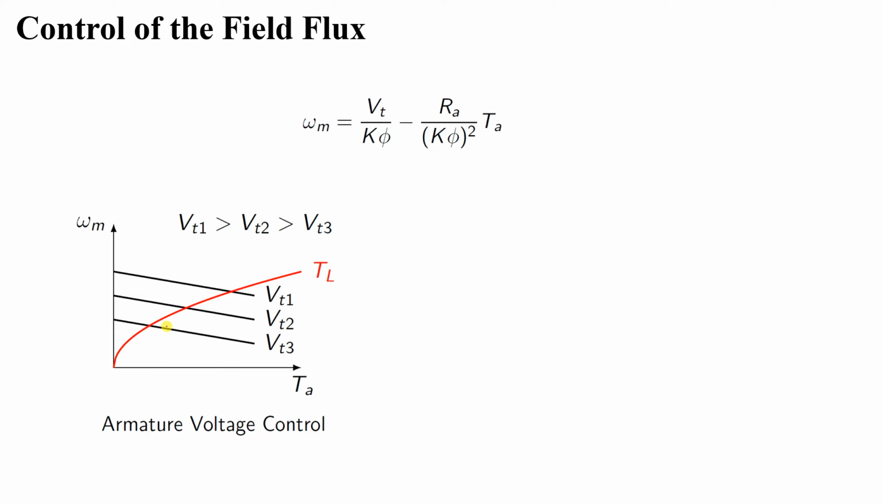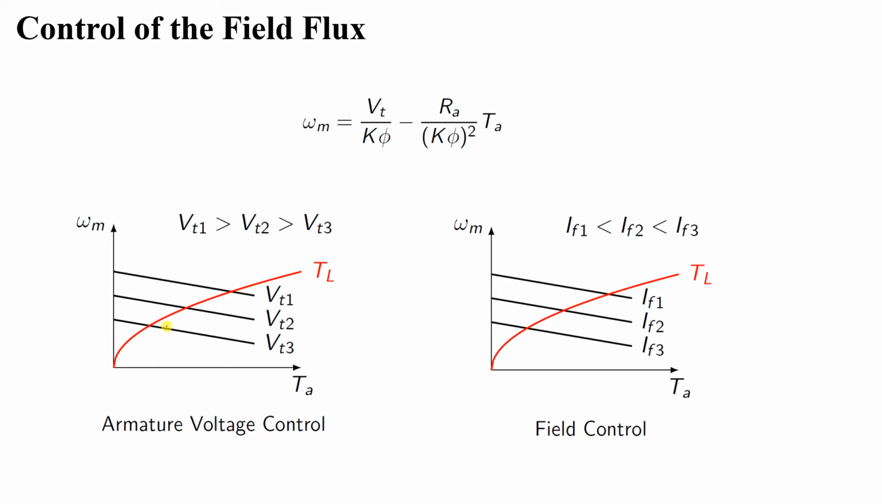What about field flux? As you can see, the more field we have, the lower the curve. So as flux increases, omega will drop down. Even at zero torque, you can see that as flux increases, omega goes down. So this is the first curve. As we increase flux, IF2 greater than IF3, or increase field current, you can see that the curve goes down. IF1, IF2, IF3.